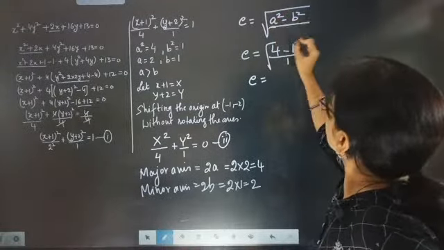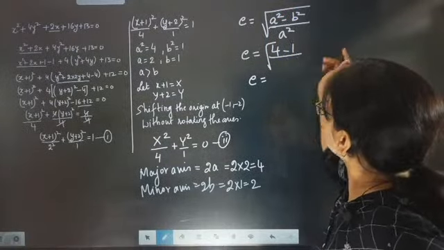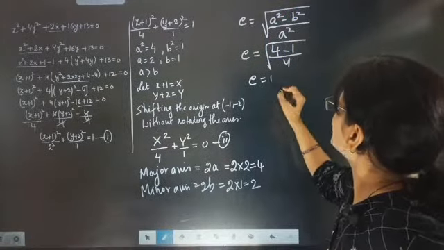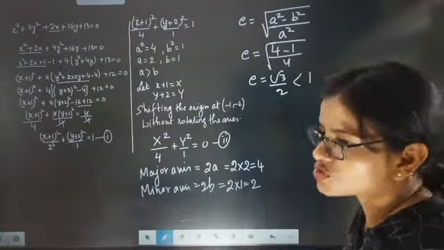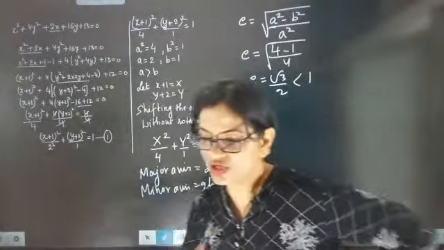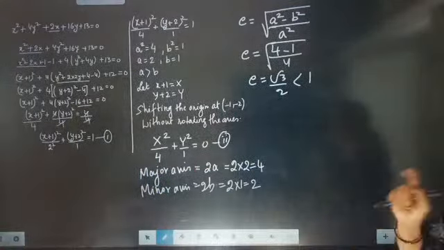That is what, na? A square. So a square is coming as 4. So it is exactly going to come as root 3 by 2, which will be less than 1. Eccentricity should come always less than 1. So root 3 by 2. So eccentricity is coming as less than 1.